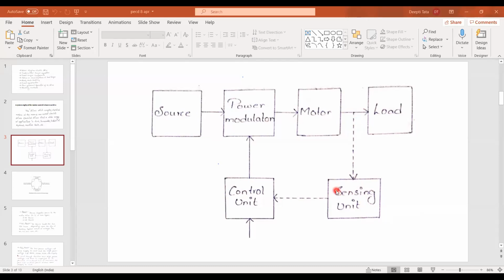Right? And the sensed parameters are going to be sent to the control unit. And these output parameters are compared with the reference signal, then it will provide the output for the power modulator. The working is going to be discussed later. And that means in these 4 blocks, there is no drive. Is it right or not?